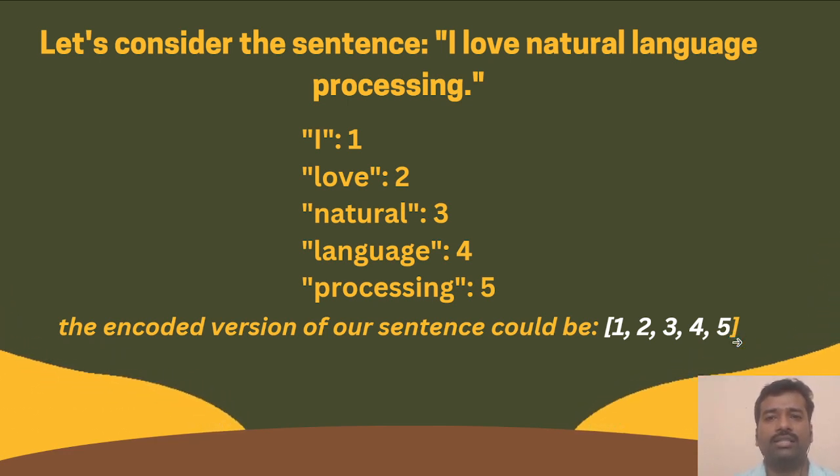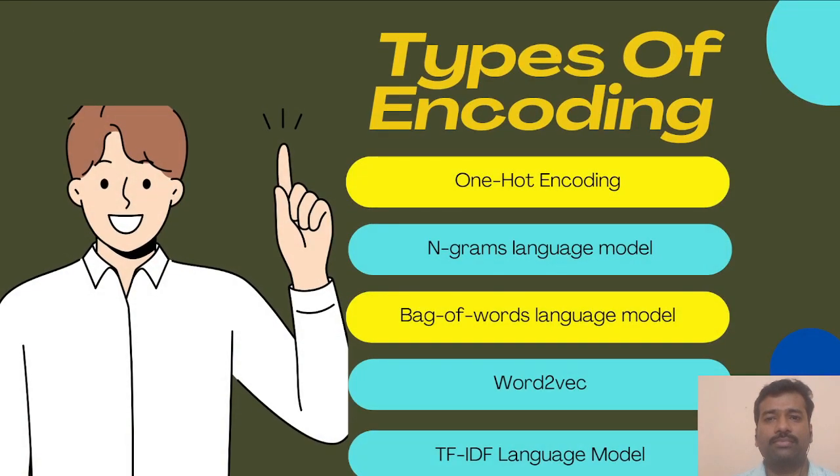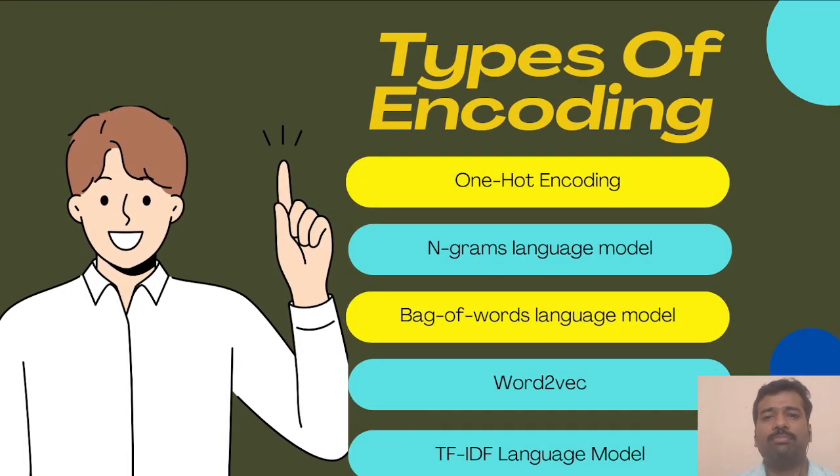So why does this encoding matter? Think of it as preparing a dish. You need the right ingredients in the right form. Similarly, for NLP tasks like sentiment analysis, machine translation or chatbots, the computer needs the right ingredients, that is, the rightly coded information to work its magic.